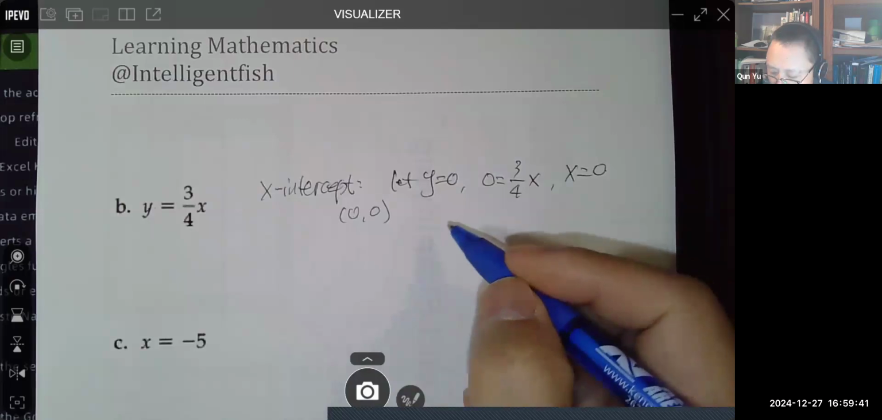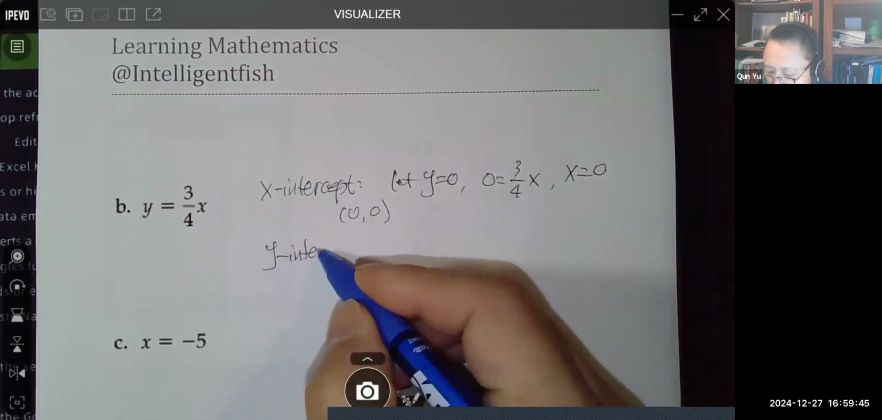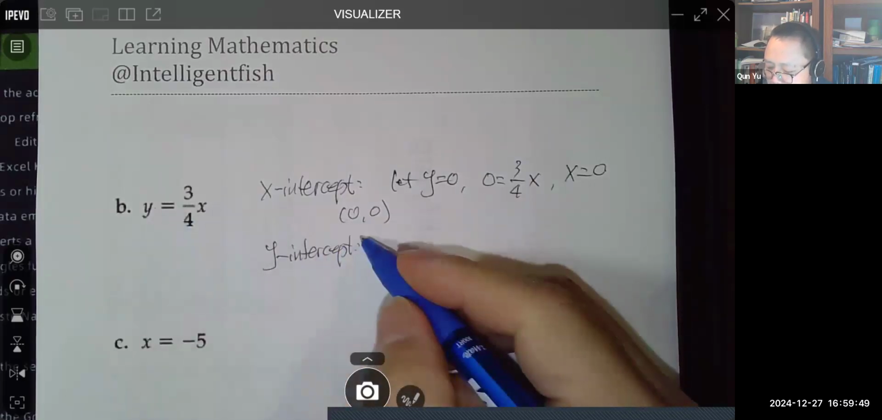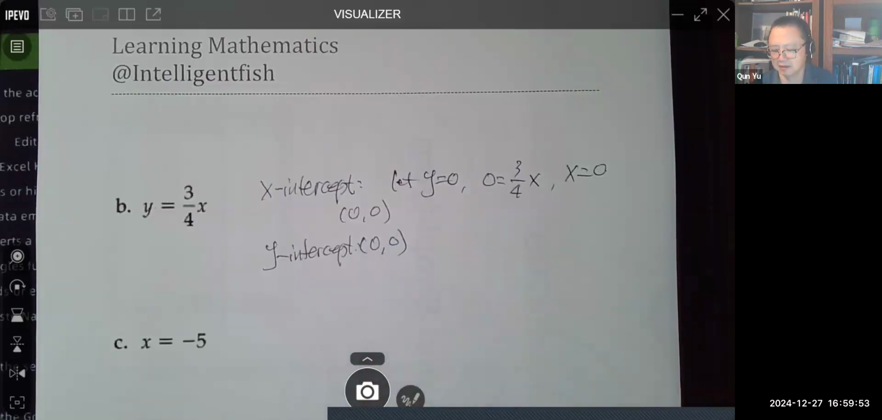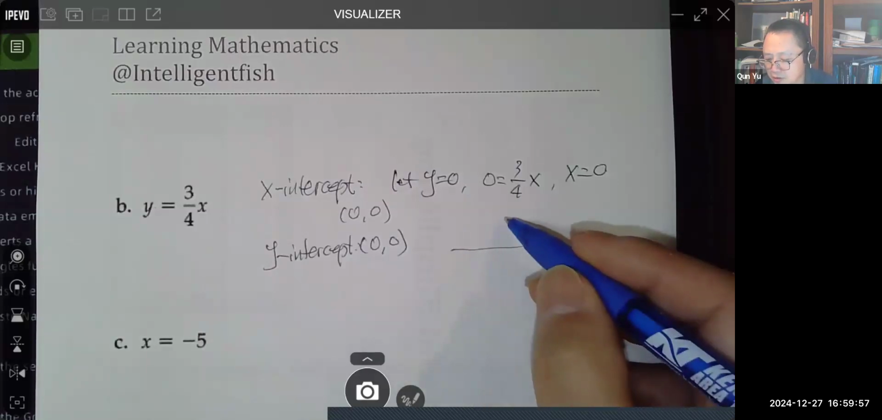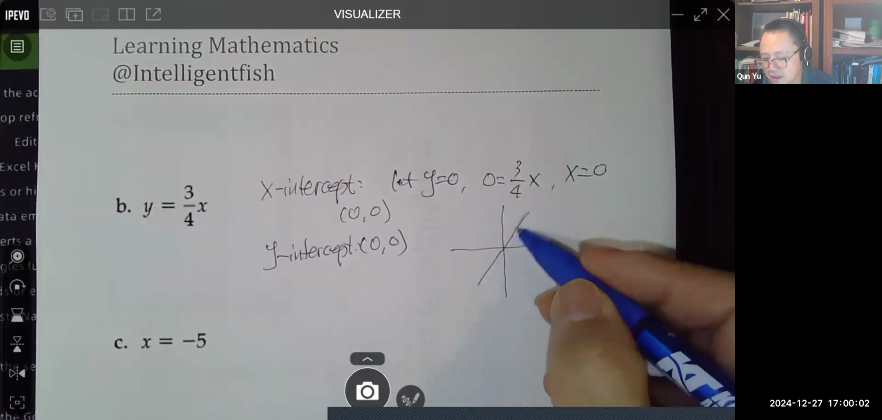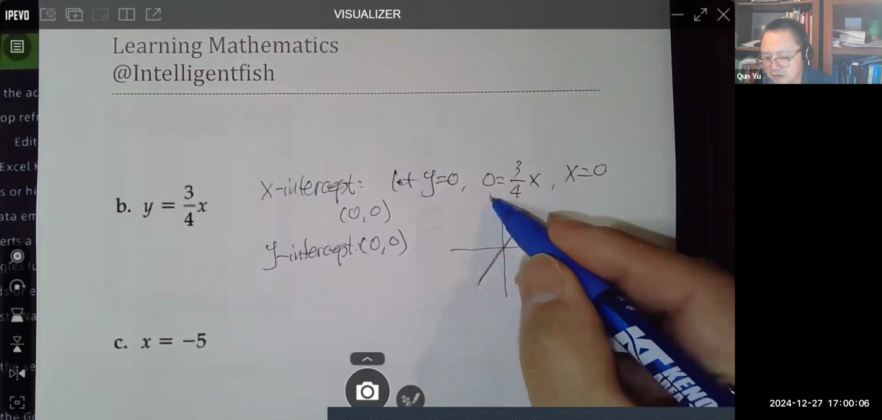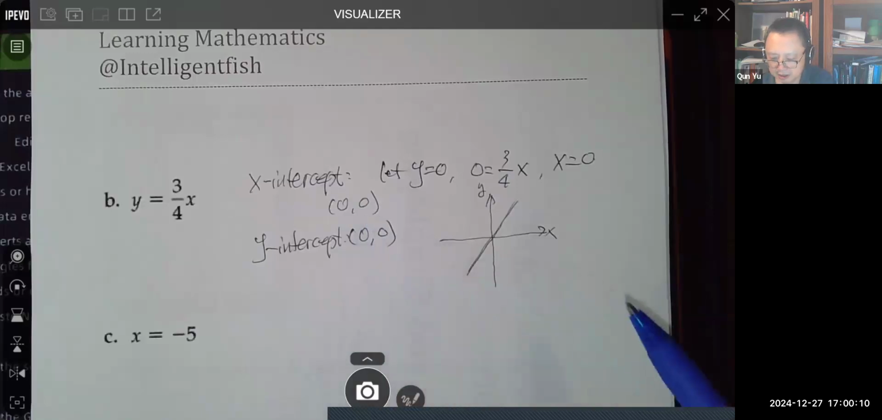How about the y-intercept? For the y-intercept, you let x be 0. X is 0, y is also 0. So the same thing. And this makes sense if you do the graph, it looks like this. You don't have to graph like this. The line only intersects both x and y axes at the same point. That's the origin. That's why you have these two the same.